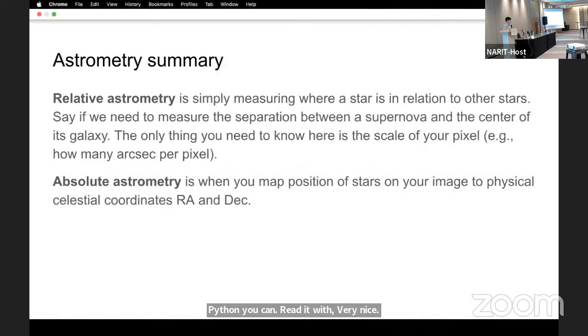All right, so quick summary for astrometry. Relative astrometry is when we are measuring where stars are relative to others on the image, and the only thing you need to know is the size of your pixel. And absolute astrometry is where you try to say what RA and Dec that star is.